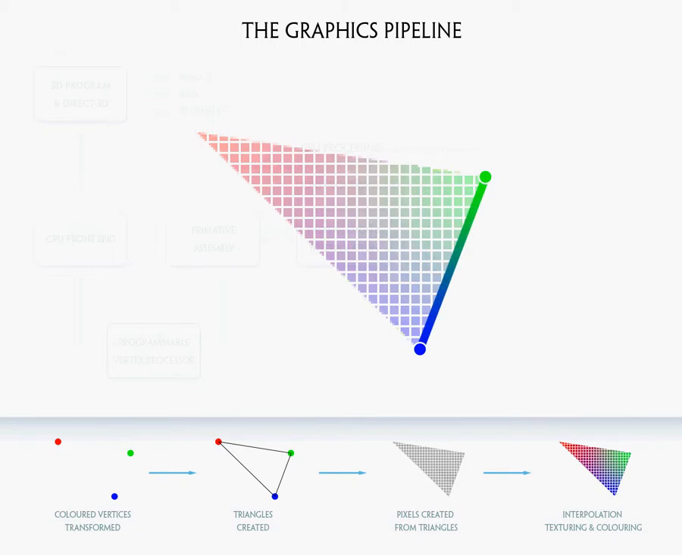So on this side, near the blue vertex, we've got blue pixels, and as we move closer to the green vertex, we've got green pixels. Same with the red. Now this happens to all of the data.